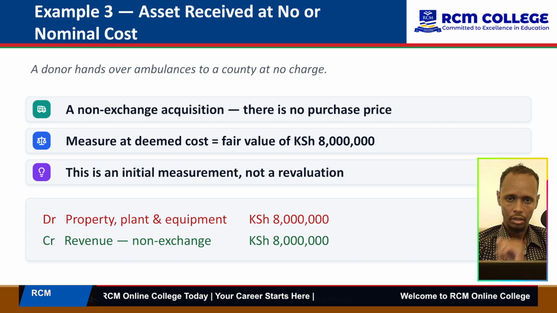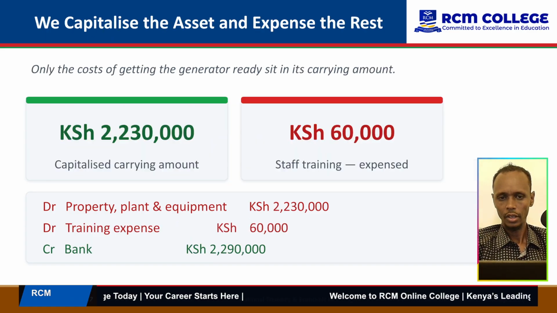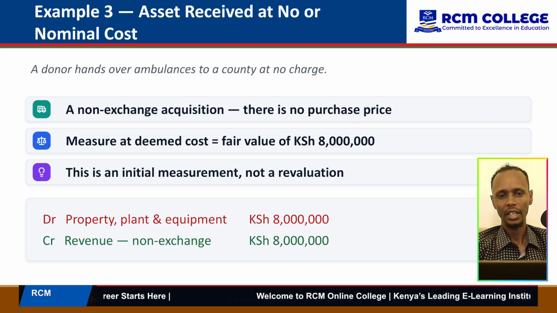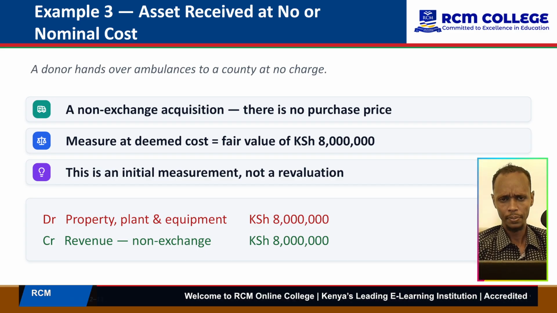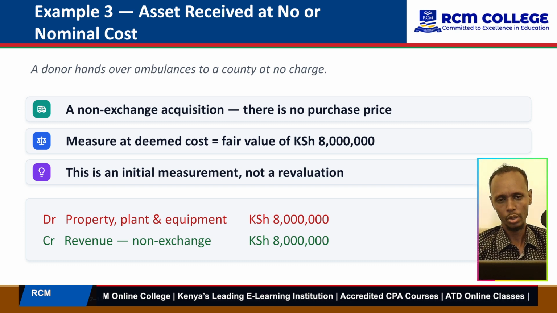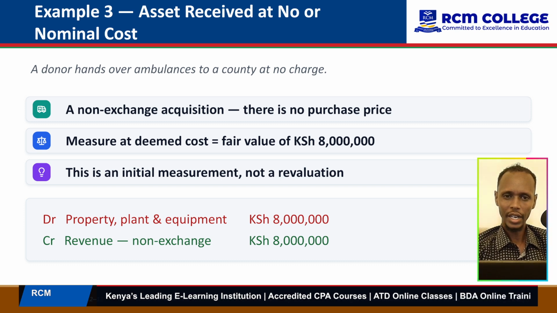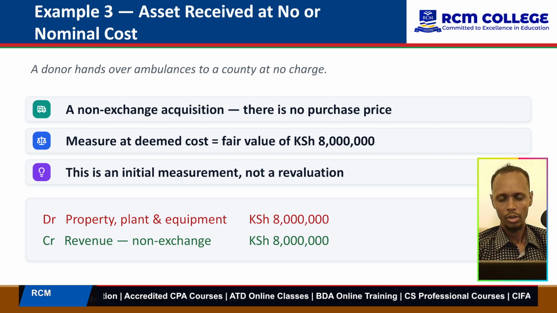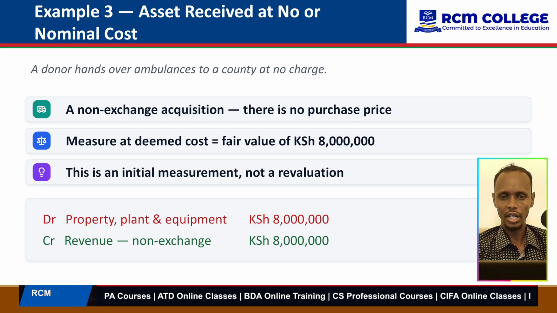What if you receive an asset at no or nominal cost? Like someone has donated that asset to you. How do you treat it in your books? A donor hands over an ambulance to a county at no charge. So it is a non-exchange acquisition. There is no purchase price paid. So how do you treat it?